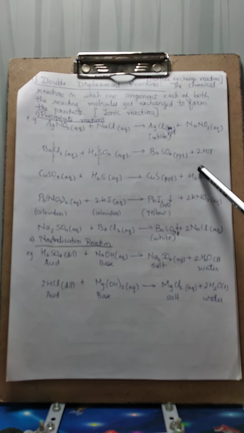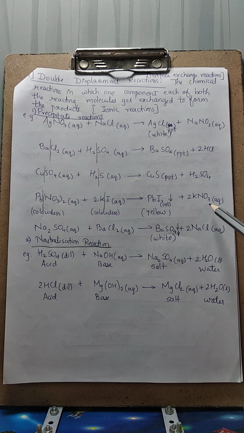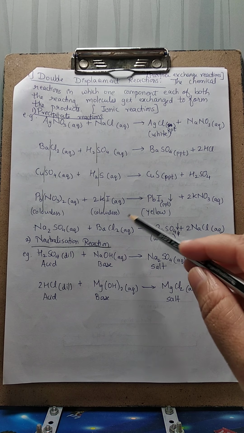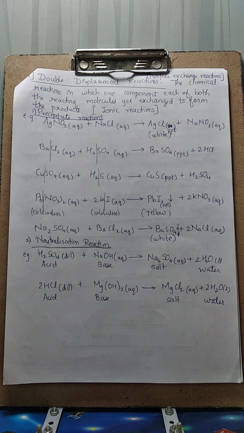Then copper sulfate plus H2S gives copper sulfide, that is CuS. Again breaking it here and here. This is CuS plus H2SO4. Then lead nitrate plus potassium iodide becomes lead iodide and KNO3, that is potassium nitrate. I hope this is visible to you. I will be sending all the notes to you.